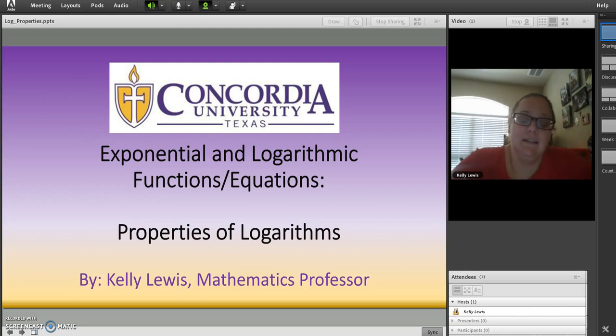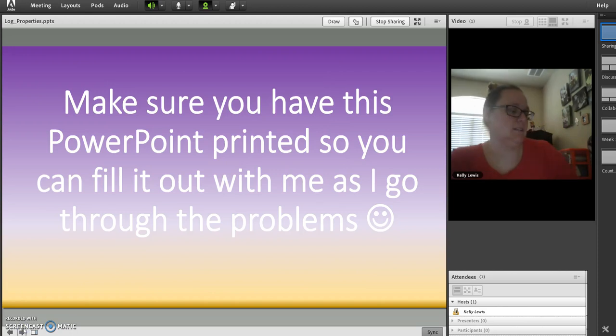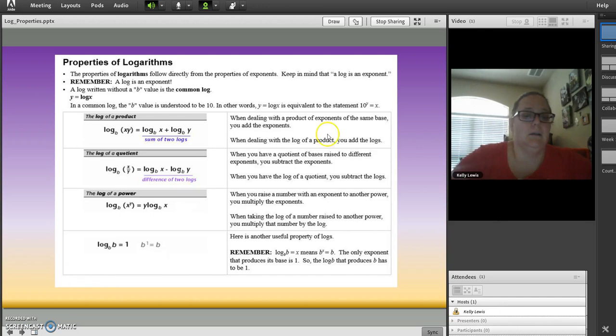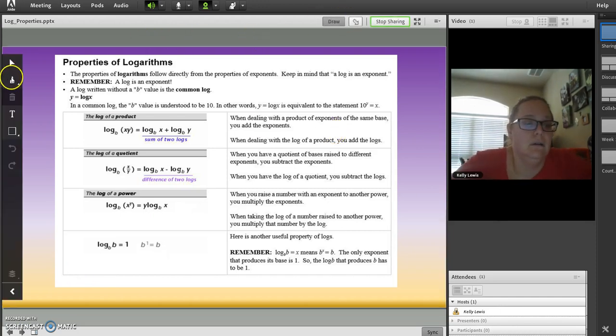Hey everybody, so let's get into the properties of logs, and how to expand and condense, which probably means nothing right now to you, log functions and natural log functions. A few patterns I want you to notice.